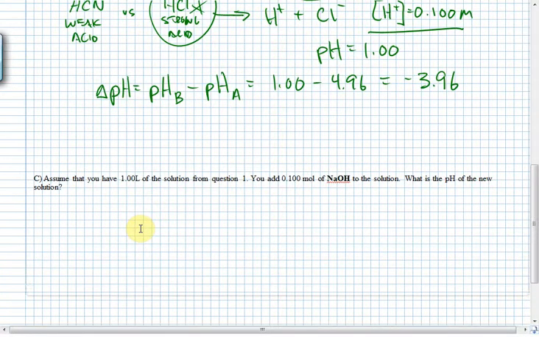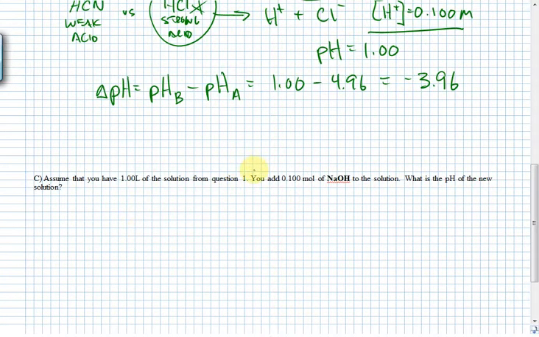Now, we start again with the solution from question number 1, our original solution with the pH of 4.96. Now we're going to add 1/10 of a mole of sodium hydroxide. Sodium hydroxide, a strong base, completely dissociates into sodium ions and hydroxide ions. We pay no attention to the sodium ions. We know that they are spectators. So now we know we're adding hydroxide. What happens in our solution?